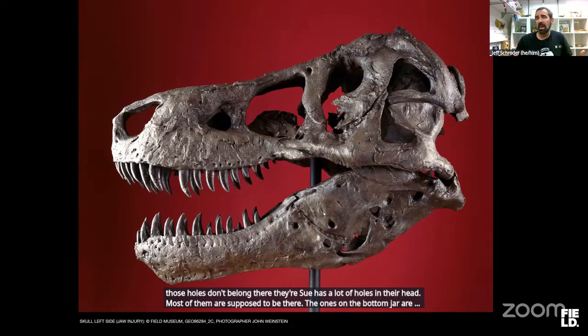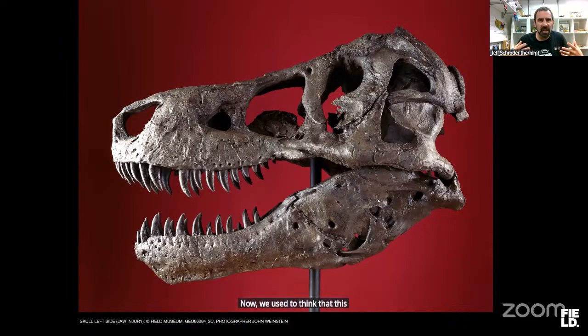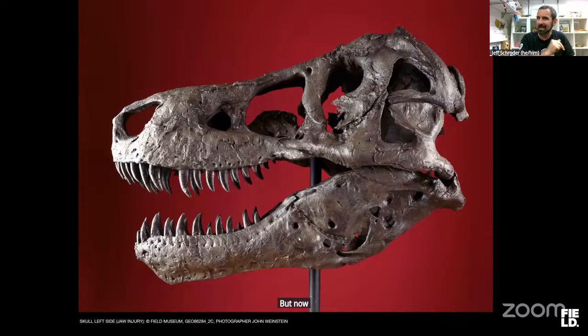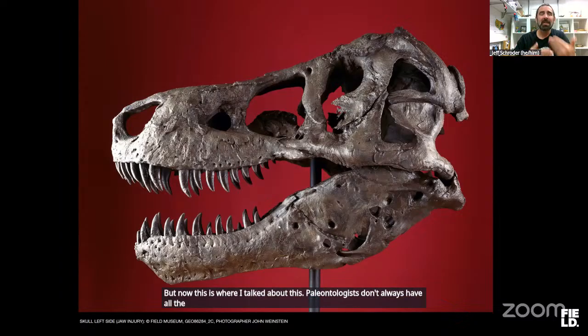Now, we used to think that this was a type of parasite, a tiny little creature that ate through the jaw and might have killed Sue. But now, this is where I talked about this. Paleontologists don't always have all the answers and they have to keep looking. It's okay to be wrong if you're a scientist.